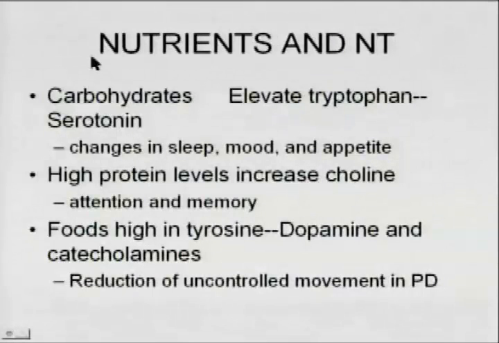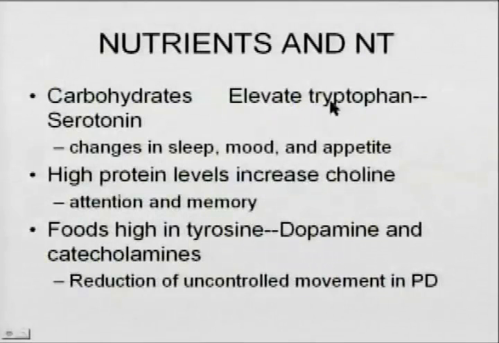multiple choice and matching. So there can be effects of nutrients such as carbohydrates, elevating tryptophan, driving serotonin synthesis, and impacting sleep, mood, and appetite. High protein levels increase choline and contribute to attention and memory effects. Foods high in tyrosine can impact dopamine and other catecholamines, causing a reduction of uncontrolled movement in Parkinson's disease. These are quite far-reaching. They're not to be ignored.